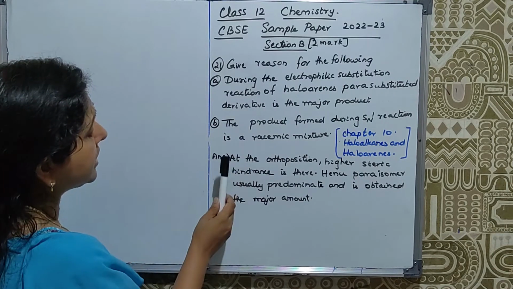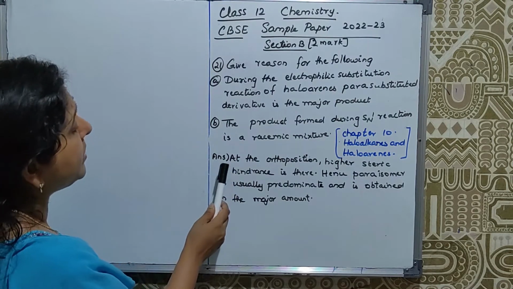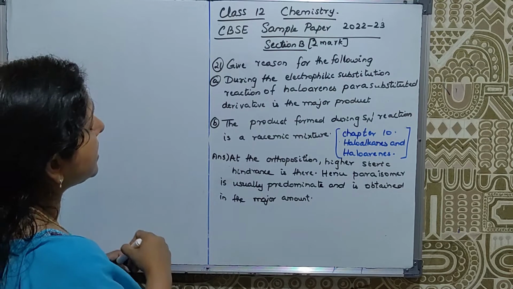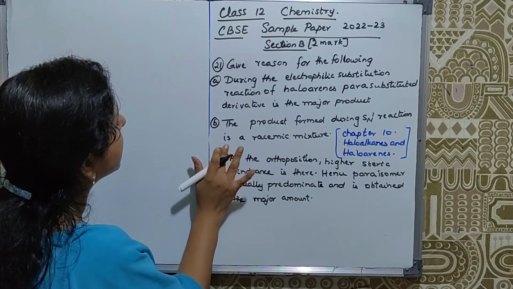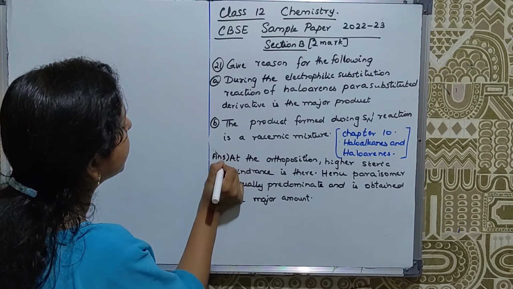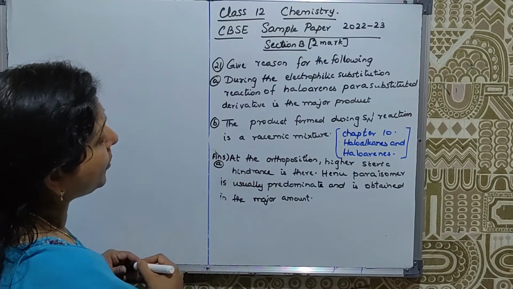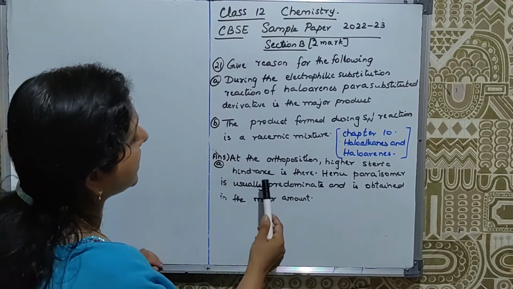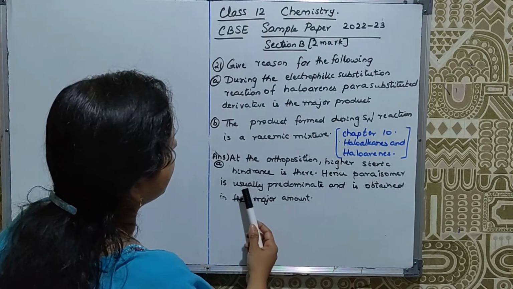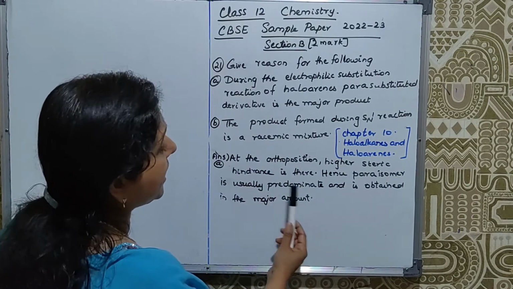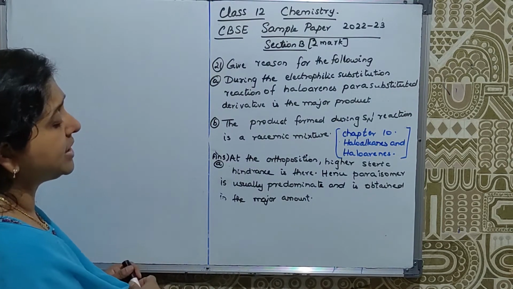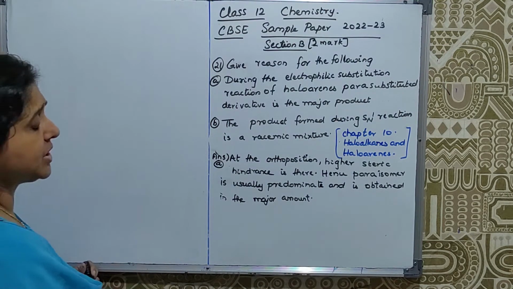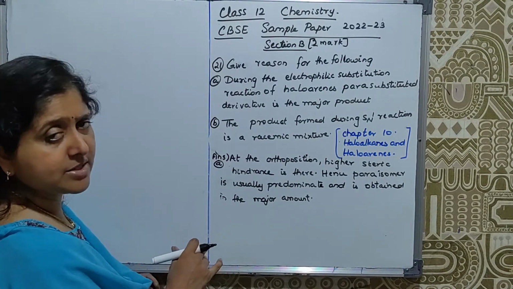For that one, the reason is, later we'll do B. So for the A part, the answer is: at the ortho position, higher steric hindrance is there, hence the para isomer usually predominates and is obtained in the major amount. So for its explanation, we'll do any halogen.